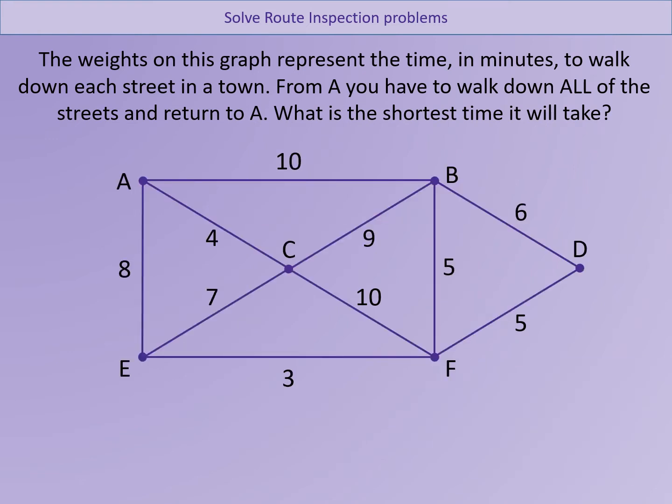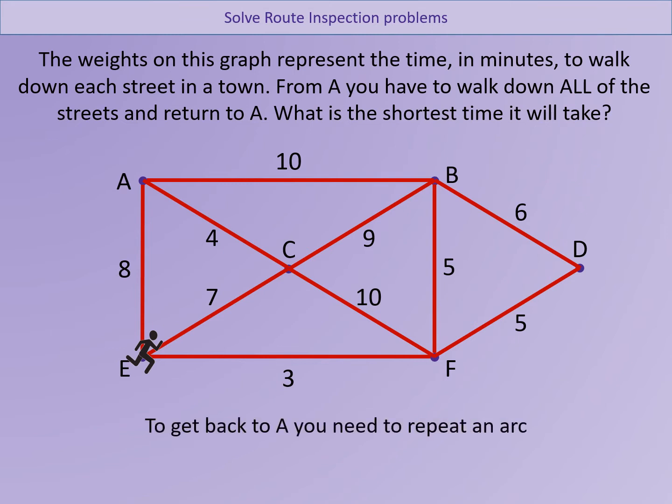Now consider the same problem, but with this network. So this time, if the person starts at point A, they can travel along all of the streets, but they will finish at point E. That is because the graph is semi-Eulerian, so starting at A, which is one of the odd vertices, the person will naturally finish at the other odd vertex, which is E. So if they wanted to return to point A, they would need to repeat an arc. Choose the shortest of these, which is A to E.